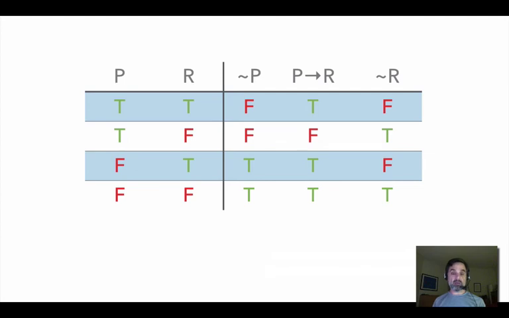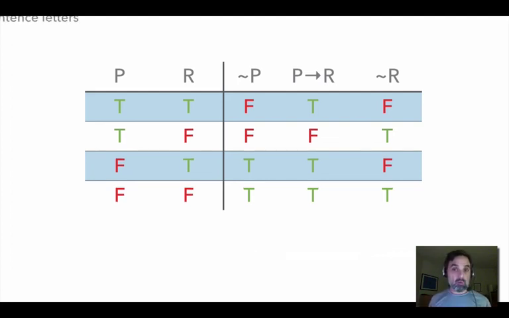On the left-hand side, we have the two sentence letters, P and R, and the four combinations, the four rows of the different possible truth values for P and R. And then I've assigned all the truth values for not P, if P then R, and not R. Lines 1, 2, and 4 are all okay, because on line 1 we have a false premise, and there's just one false premise. On line 2 we have two false premises and a true conclusion, and on line 4 we have a false conclusion. But on line 3, we have true premises, false conclusion. That's a bad row. That makes this argument invalid.